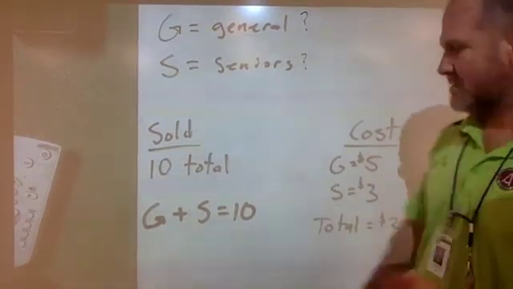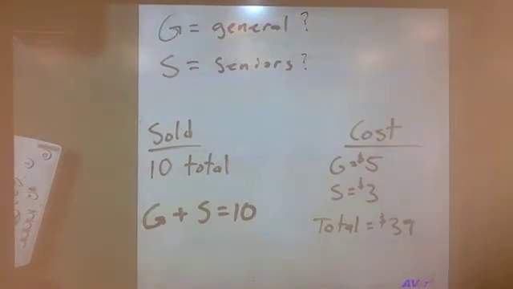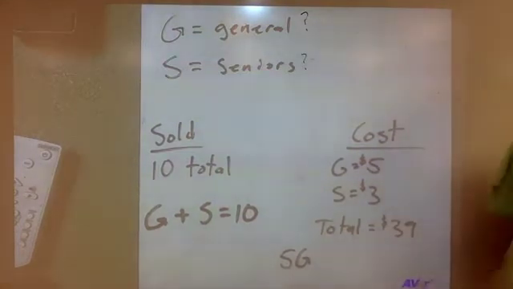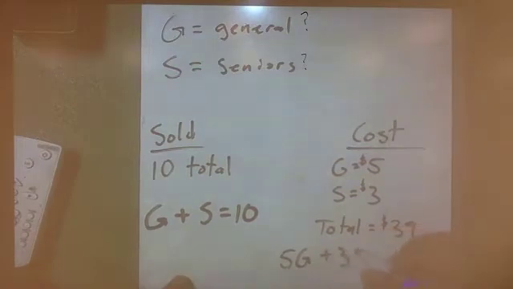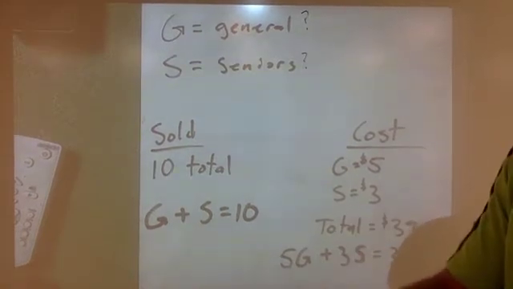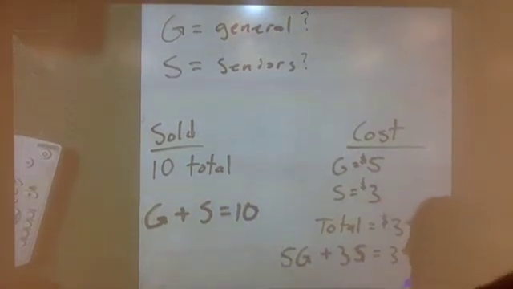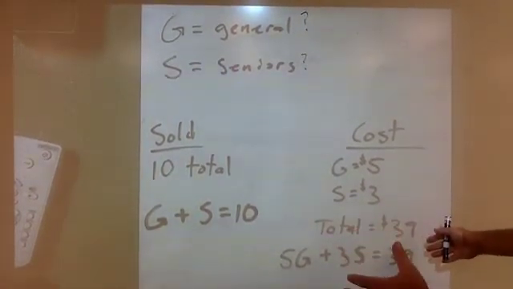Over here, it's 5G, 5 general tickets, or I'm sorry, $5 per ticket plus $3 per senior ticket was equal to a total of $39. Those are your two equations. That's how you set up the two equations in a problem like this. And there is a problem like this on the do section today, where you have to set it up just like that. So now you have your two equations.